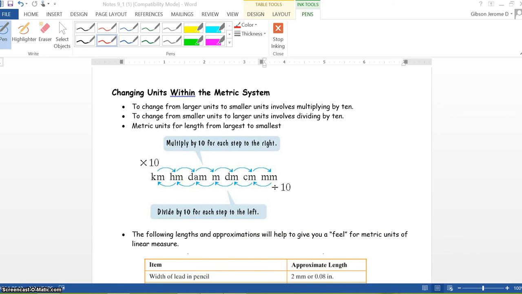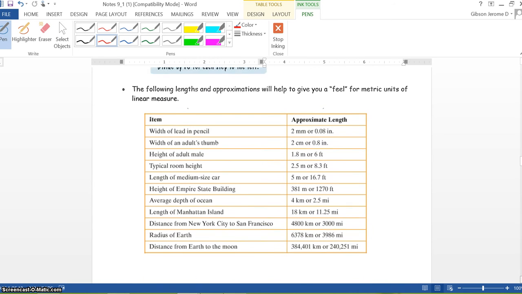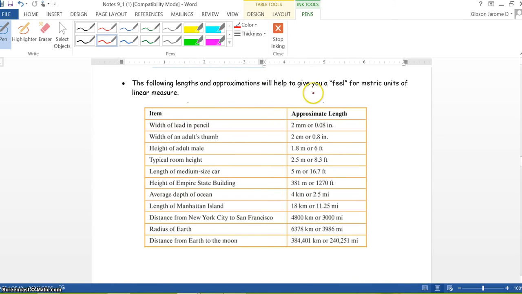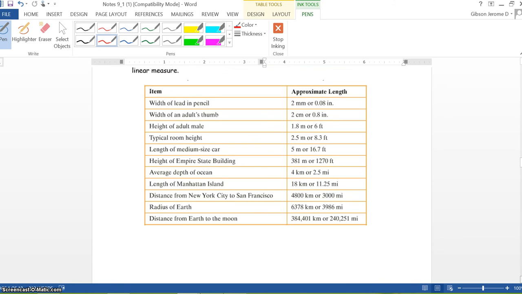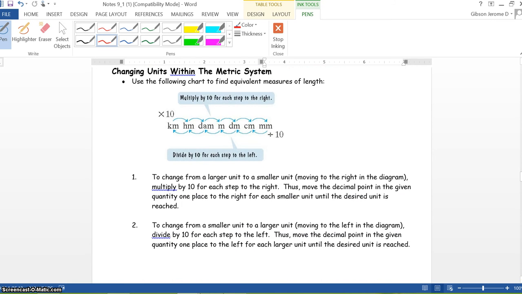causing you problems later. Okay, now, it says the following lengths and approximations will help to give you a feel for metric units of linear measure. Now, this right here, you can read this at your leisure. So now we're going to scroll down here. It says change the units within the metric system. Use the following chart to find equivalent measures of length.